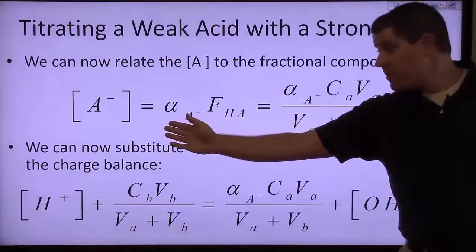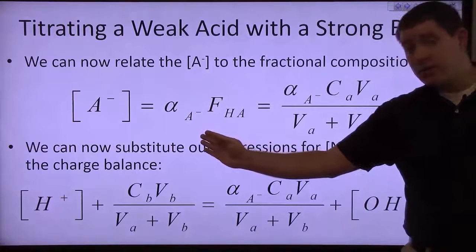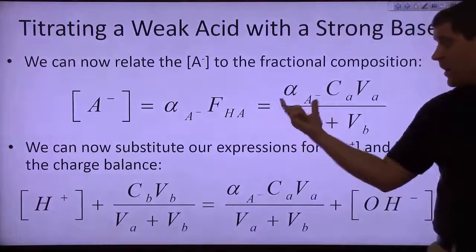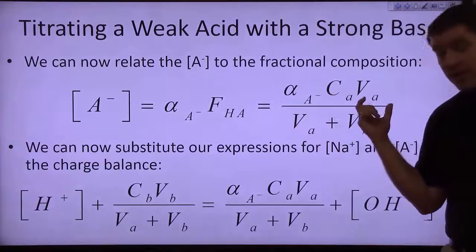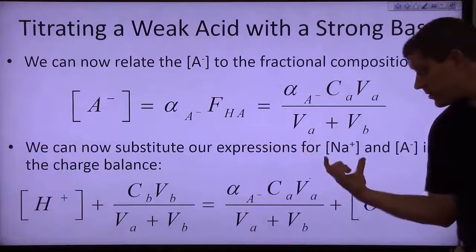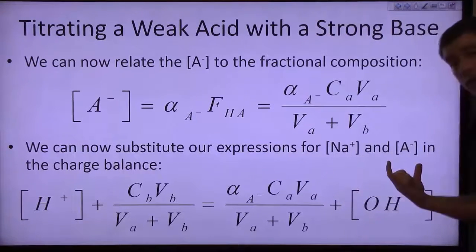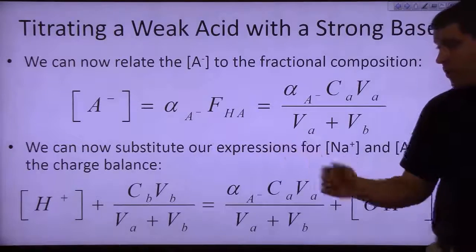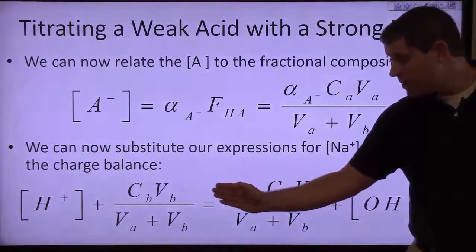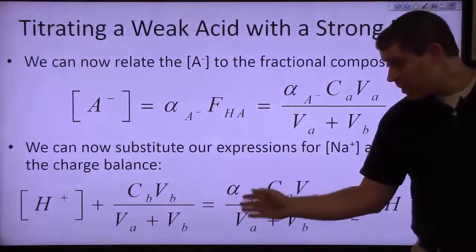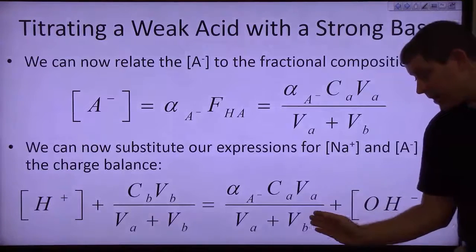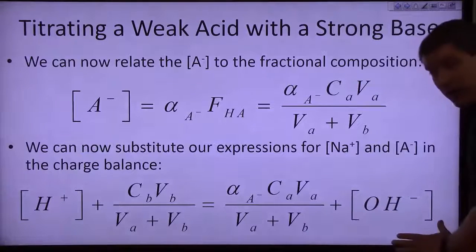So the concentration of A- is equal to the fractional composition in the A- form times the formal concentration of HA, which is then equal to alpha A- times Ca times Va divided by Va plus Vb. And we can now substitute our expressions for the sodium ion concentration and the A- concentration into our charge balance, which then gives us the hydrogen ion concentration plus Cb times Vb divided by Va plus Vb is equal to alpha A- times Ca times Va divided by Va plus Vb plus the hydroxide ion concentration.